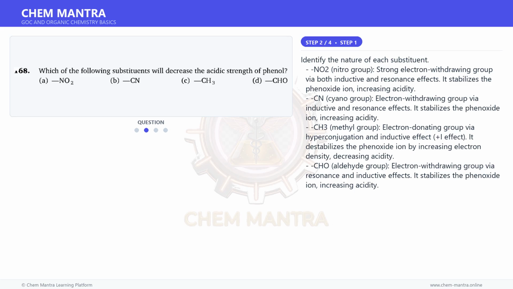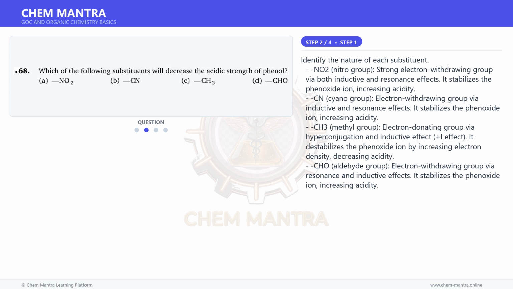Moving on to the next step. Identify the nature of each substituent. NO2, nitro group: a strong electron withdrawing group via both inductive and resonance effects. It stabilizes the phenoxide ion, increasing acidity.